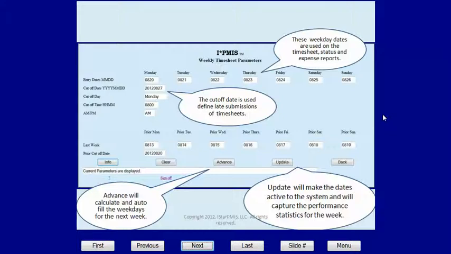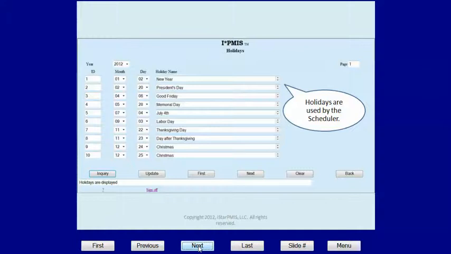That cutoff date is used to allow you, the manager, to review the status reports and timesheets, go through your assignments, and decide how you want to plan the next week. And then you set it active. Advance will auto-calculate and fill in the weekdays for the next week. Update will make the dates active to the system and will capture the performance statistics for the week. Here are the holidays. The scheduler will use the holidays and not schedule tasks on those days.